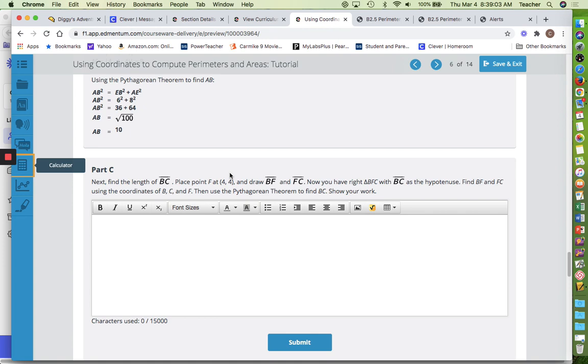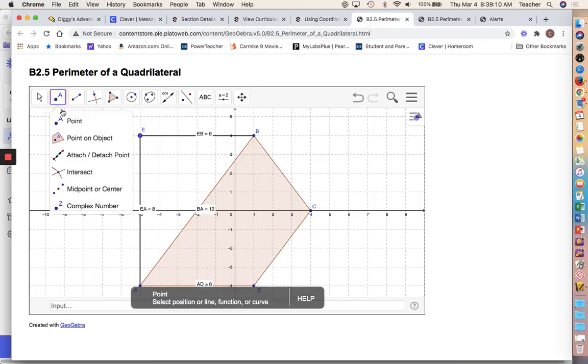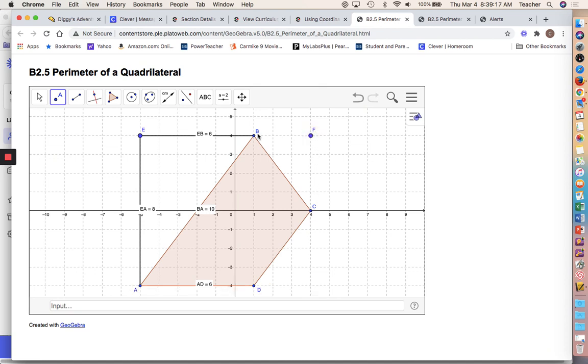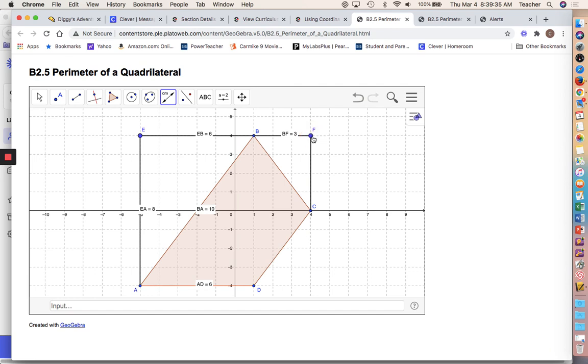All right, part C. Next, find the length of BC. So we're going to place a point F at 4, 4. So come over here, click on point. 4, 4 is right 4, up 4. So we're going to put a dot right there on the grid. We're going to connect these 2 segments to make a right triangle, just like we did before. B to F, F to C. So here's my right triangle. I need to find the length, which is 3. Just count 1, 2, 3. All right, so there's 3.